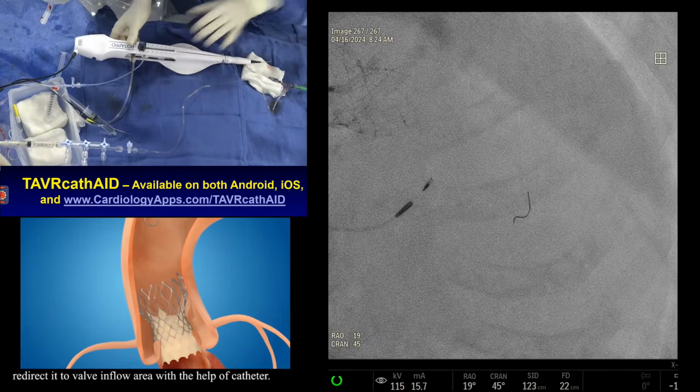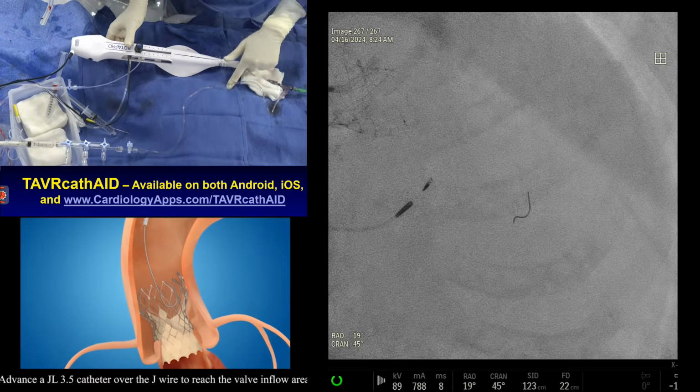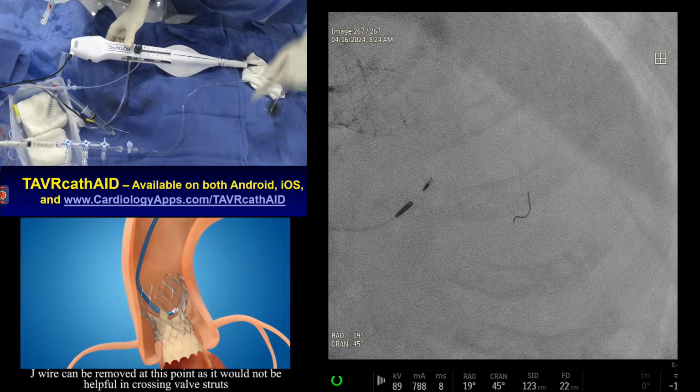As such, the radial support crossover, every trial has shown, is between 5 to 7%.